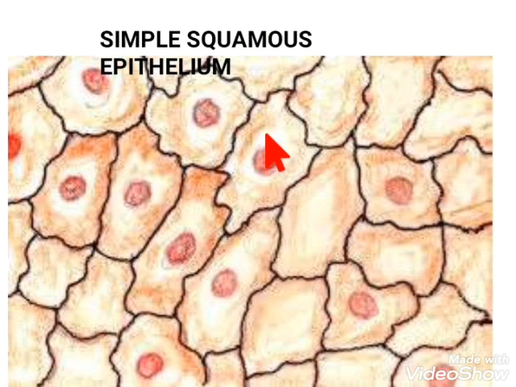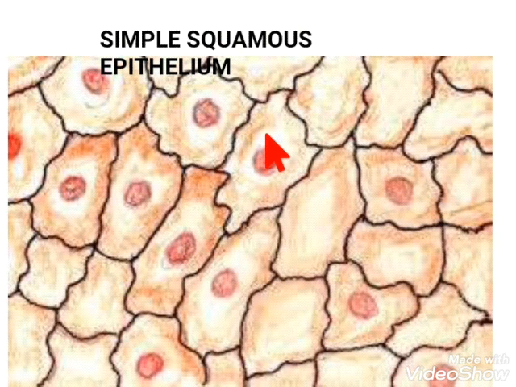Now let's talk about the location of the simple squamous epithelium. It is the lining epithelium of lung alveoli. It is also named endothelium because it lines the blood capillaries, lymphatic vessels and blood vessels. Endocardium is the lining epithelium of the heart. Mesothelium is the lining epithelium of serous cavities of the body like the pericardium, peritoneum and pleural cavity.